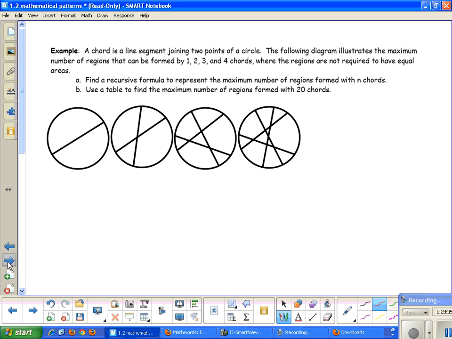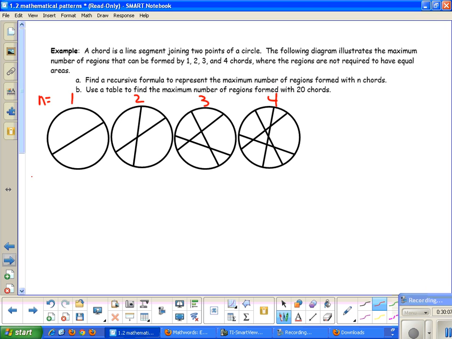For this next example, it says, a chord is a line segment joining two points of a circle. The following diagram illustrates the maximum number of regions that can be formed by 1, 2, 3, and 4 chords, where the regions are not required to have equal areas. Find a recursive formula to represent the maximum number of regions formed with n chords. So our subscripts are going to be the number of chords that we have. So n would be equal to 1, 2 chords, 3 chords, 4 chords. And then use a table to find the maximum number of regions formed with 20 chords.